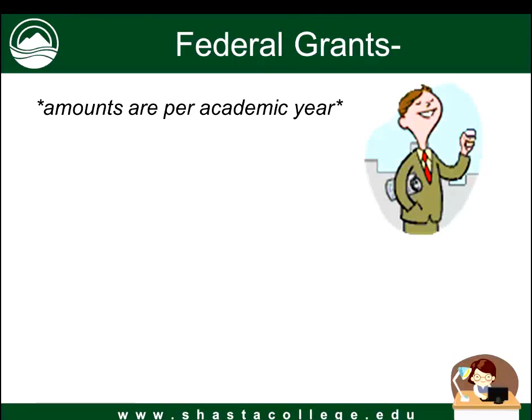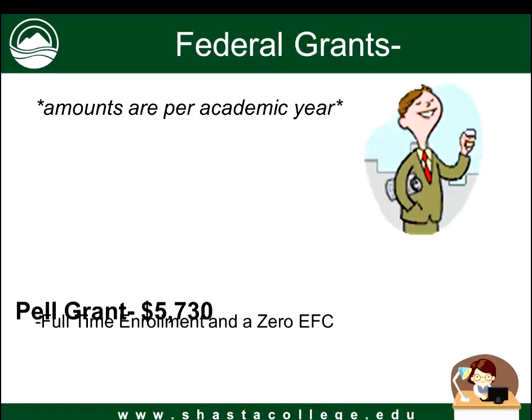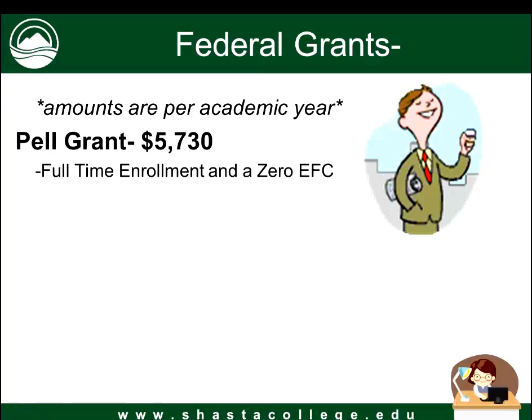Next, I will briefly explain all federal and state grants, which you are applying for through the FAFSA. The federal grants are as follows. The Pell Grant has a maximum award of $5,730 for the 14-15 academic year, and this amount is based on full-time enrollment and with a 0 EFC, or expected family contribution.